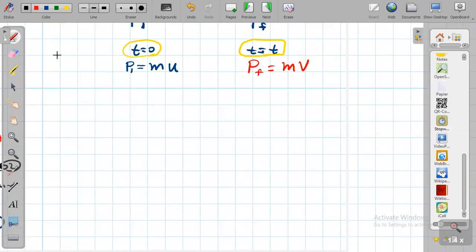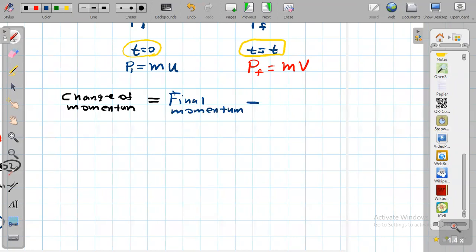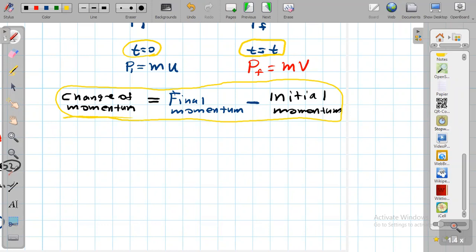So according to the word equation, I can write change of momentum equals final momentum subtracted by initial momentum. Final momentum subtracted by initial momentum. Very important equation. Just as a symbol, I can write it like delta P equals final momentum minus initial momentum.